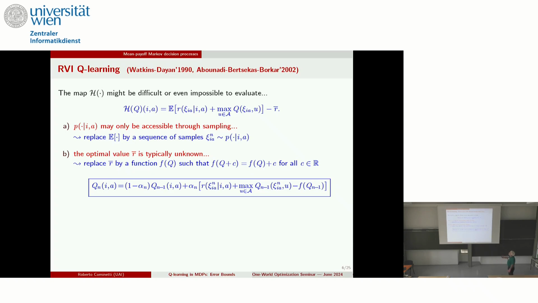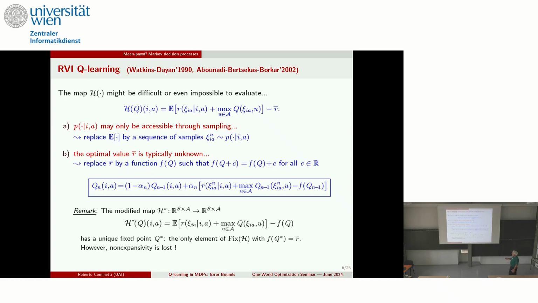That is called RVI Q-learning. RVI stands for relative value iteration. So it's a value iteration, but not in absolute value, but in relative values because of this fact that you have to solve the average reward Bellman equation.